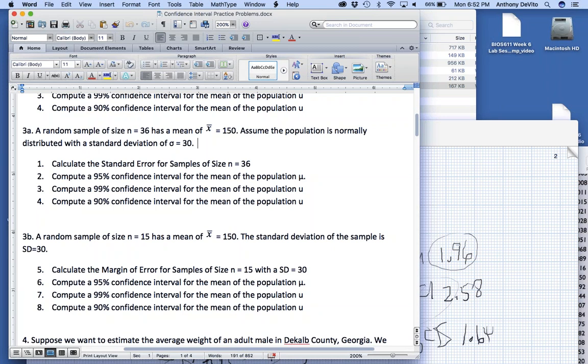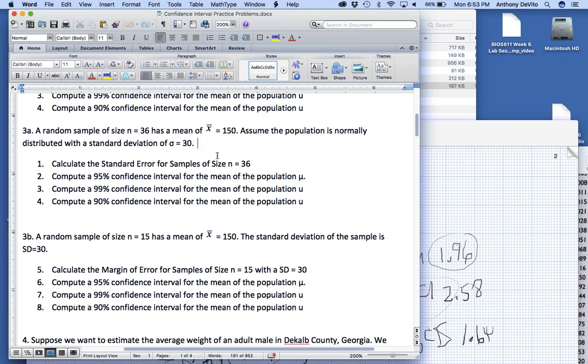Probably not. Why do I not care about the sample size? Because what do I know here? I know the population standard deviation, and I'm assuming that the population is normally distributed. If the population is not normally distributed, then there's a problem. But if we know the population standard deviation and it's normally distributed, it doesn't matter really what the sample size is. Sample size really impacts us when we start to talk about not knowing the population standard deviation.